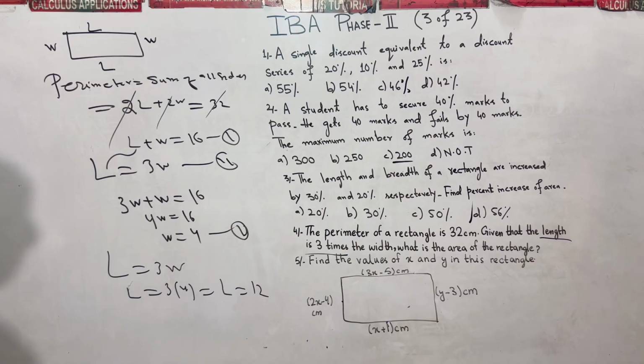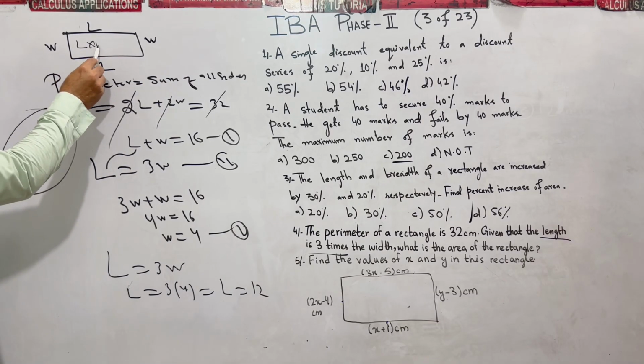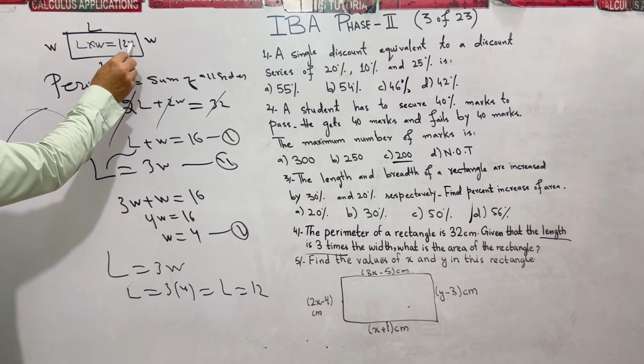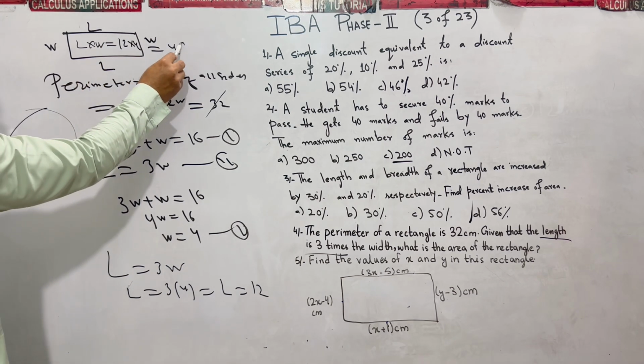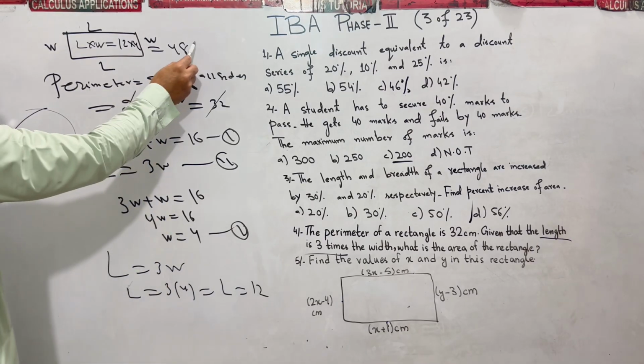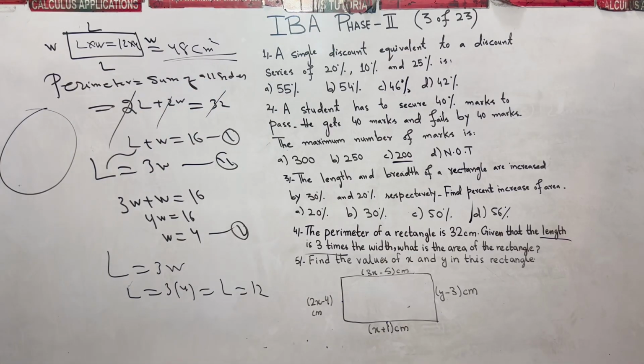We are asked to find the area of the rectangle. Simple. Area is given by length into width. So 12 multiplied by 4, 4 twelves are 48 centimeter square, or meter square, whatever the unit is, centimeter square. That is our area in that case.